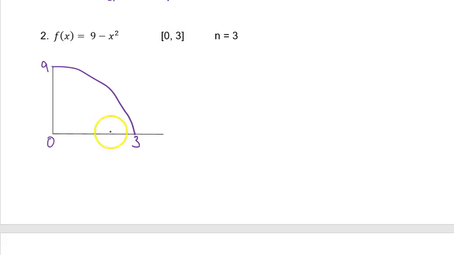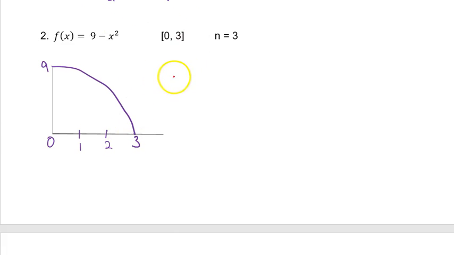We are going between 0 and 3, so we're trying to get that area that's trapped here in this quarter circle looking thing, even though it's not exactly that. And we're going to do 3 rectangles. So with this setup each one would be a width of 1.